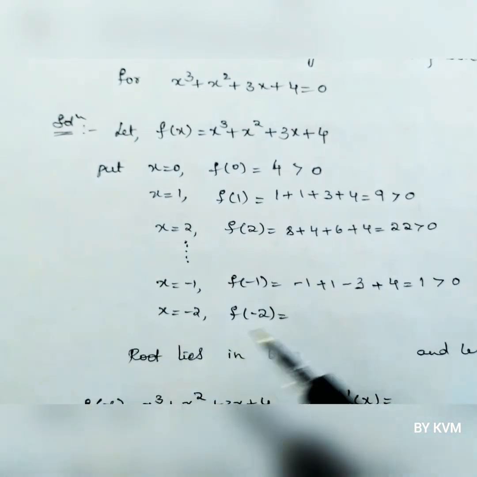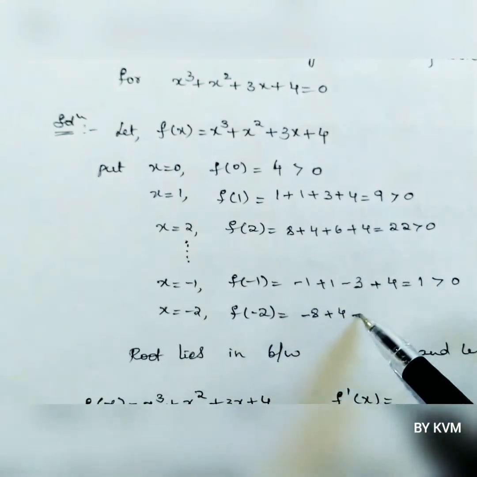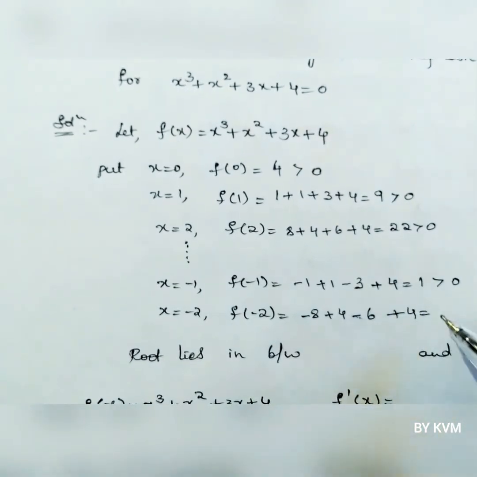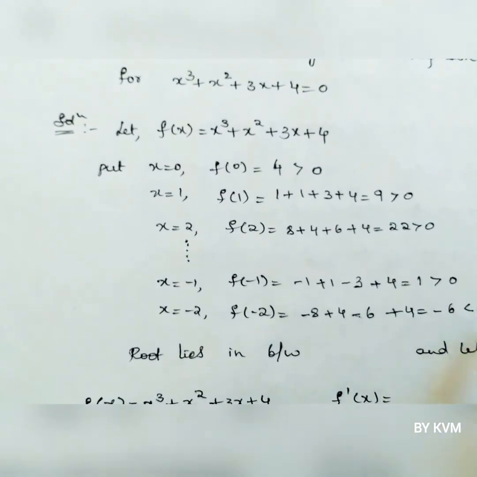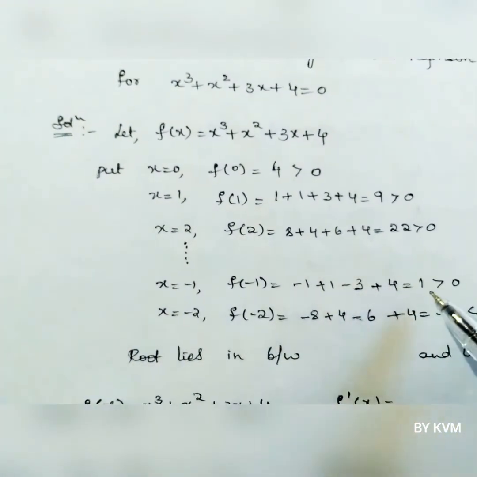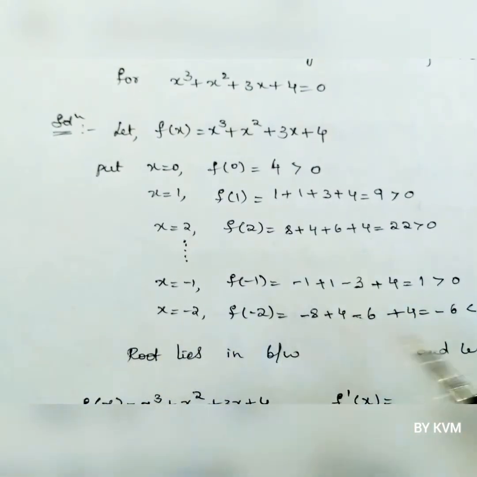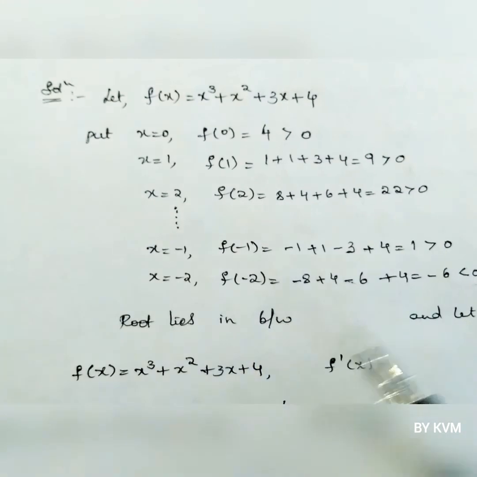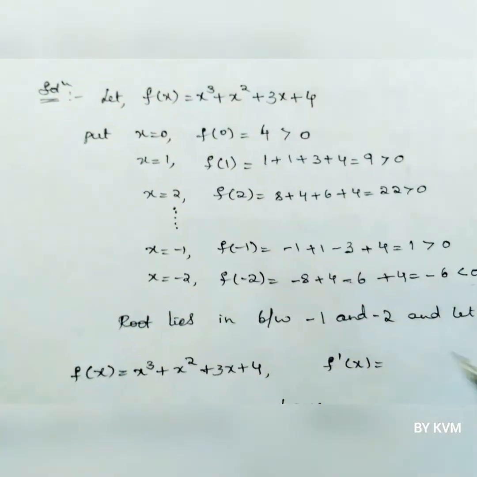Now put x equals minus 2. f of minus 2 is minus 8 plus 4 minus 6 plus 4. This is equal to minus 6, less than 0. So when x equals minus 1, we get plus 1, which is greater than 0. When x equals minus 2, f of minus 2 is minus 6, less than 0. So one value is greater than 0, another value is less than 0. So the root lies in between minus 1 and minus 2.